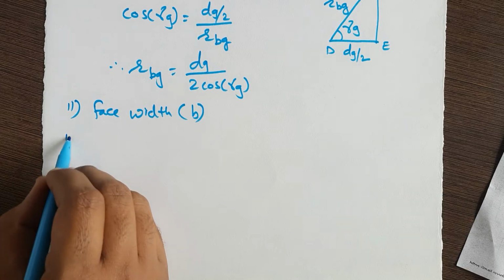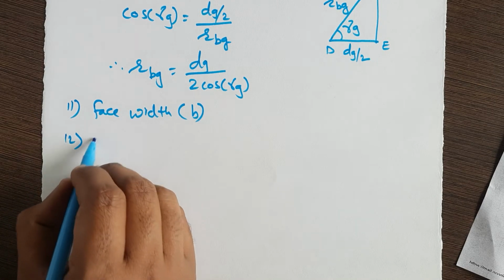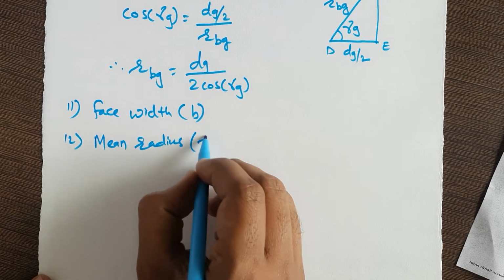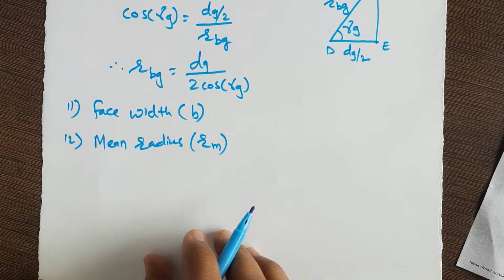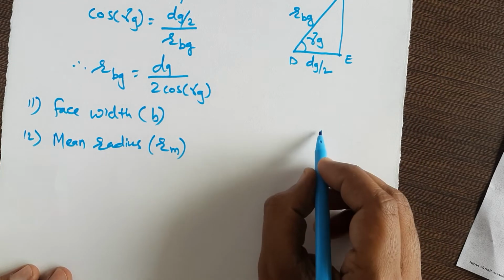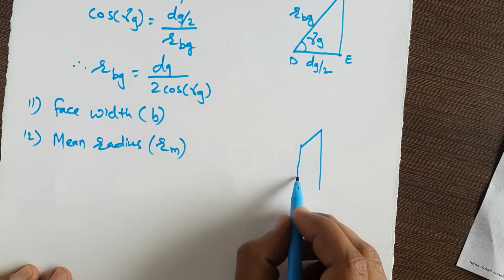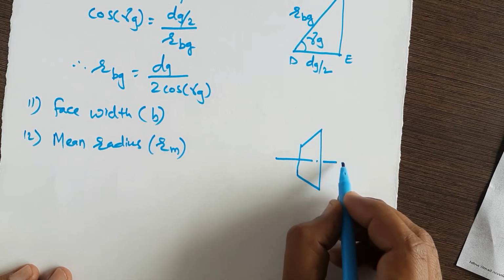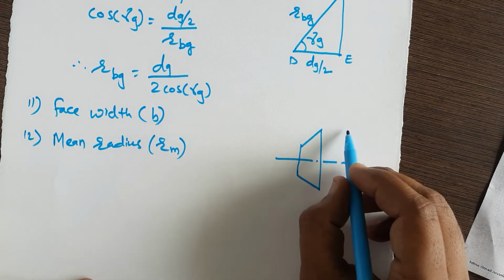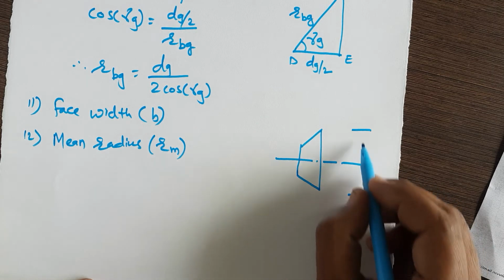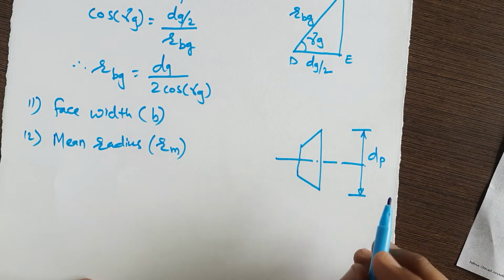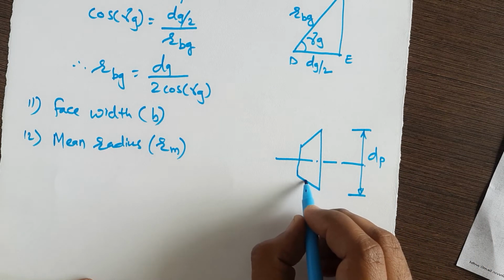The next terminology is mean radius. Mean radius is denoted by r suffix m, rm. Now if we consider a gear or pinion, say the bevel pinion is like this, this is the axis. Here the pitch circle diameter will be at the large end. The diameter at the large end of the gear is nothing but dp, the pitch circle diameter of the pinion. Now rm will be the mean radius.